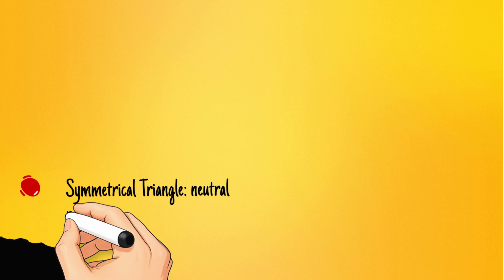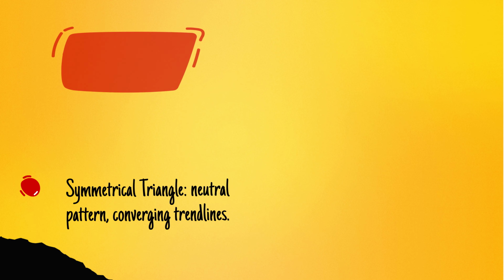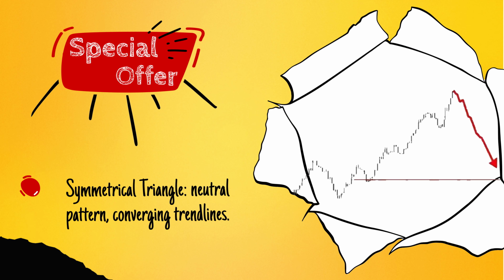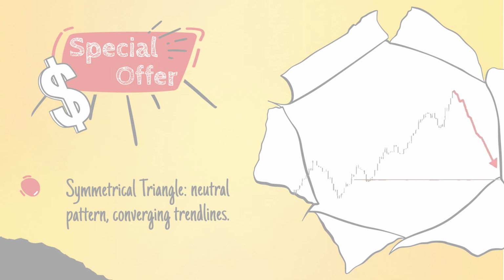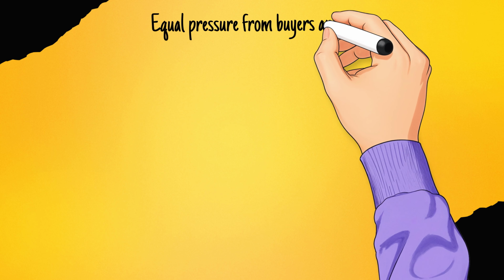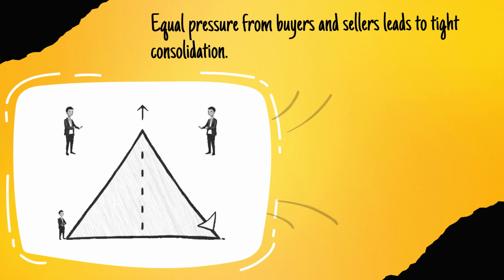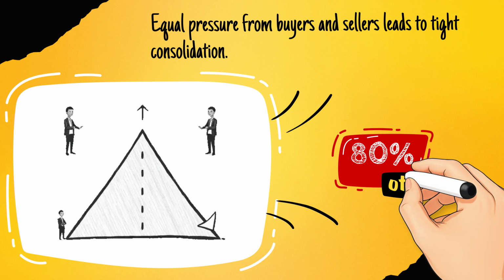Triangle Type 1, Symmetrical Triangle. This is the neutral pattern. It is formed by two converging trend lines, a downward sloping resistance and an upward sloping support. The symmetrical triangle shows equal pressure from both buyers and sellers, leading to a tight consolidation zone. The breakout can happen in either direction.